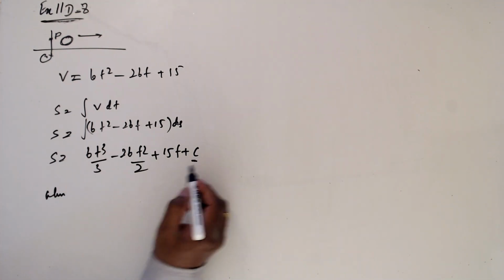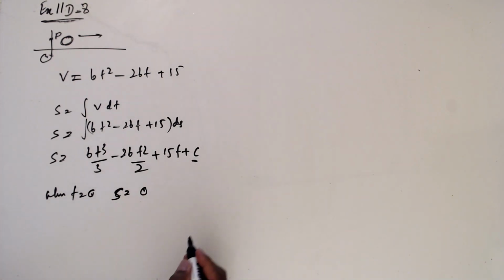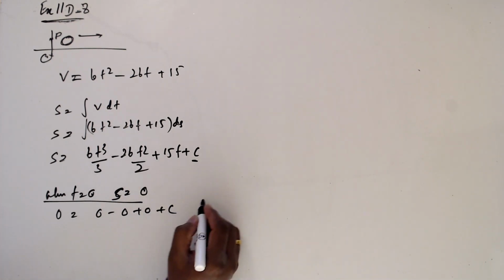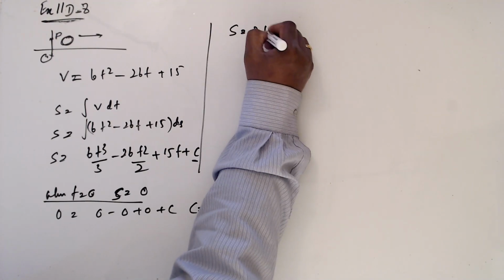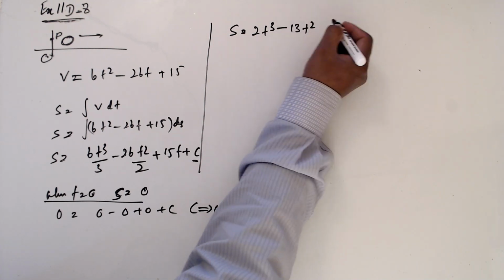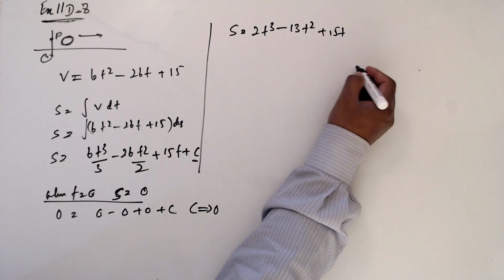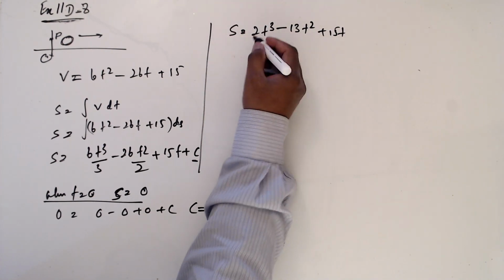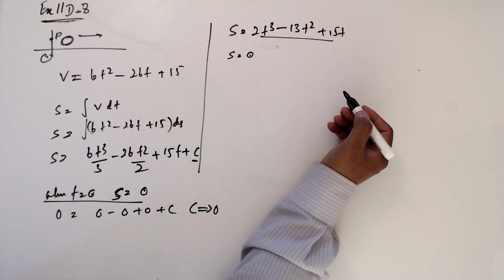Now I need to find c. We know that when t equals 0, s equals 0, the starting point. So this is 0 equals 0 minus 0 plus 0 equals c. So c is 0. Now s is 2t cubed minus 13t squared plus 15t. Then we can factorize now. So this is a cubic equation. When s equals 0, we should have three answers.